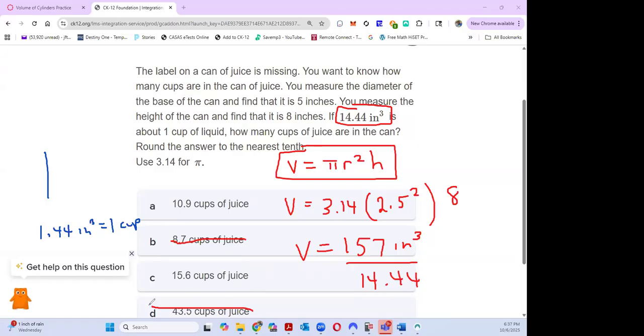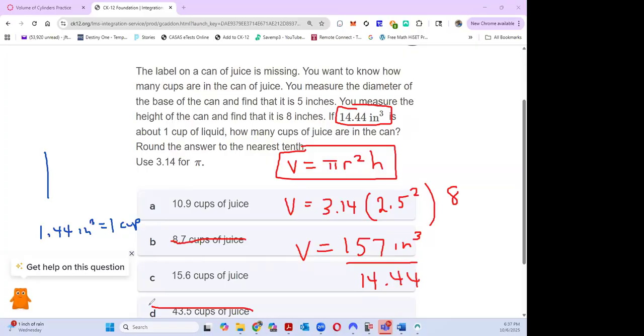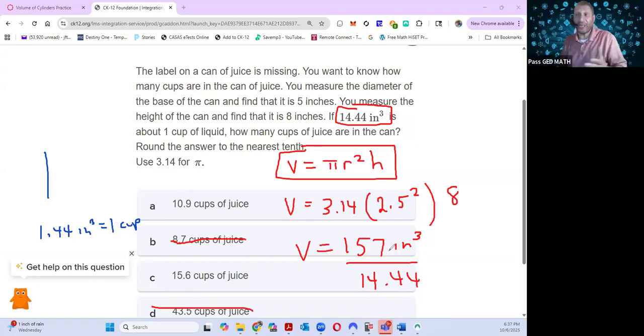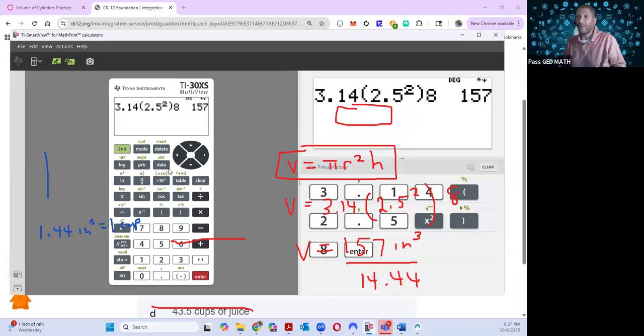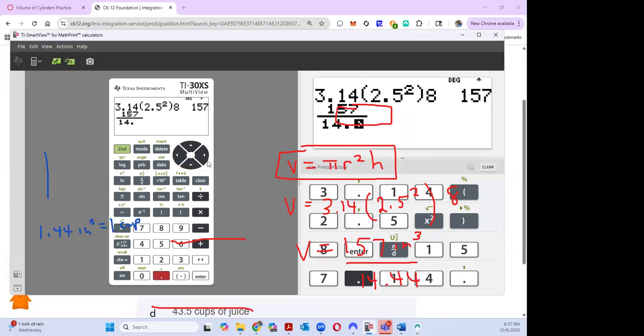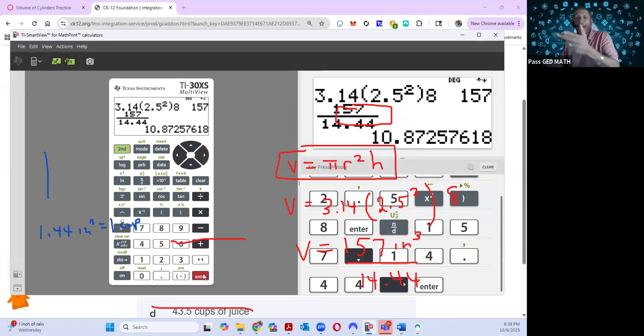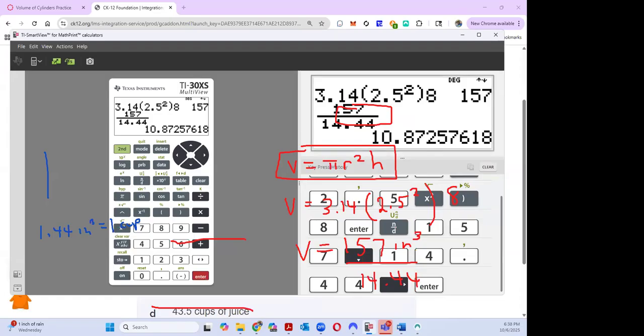Now, of course, 140 is kind of close to 150, right? So I know my answer right there is going to be 10.9 without even doing the calculation. But guess what I'm going to do? I'm going to help you out. I'm going to use the calculator because you don't have to worry about that. I'm going to hit 2nd, do 157 divided by 14.44, get my right arrow to get out of my fraction, and hit enter. If I round that off, how many cups? 10.9.